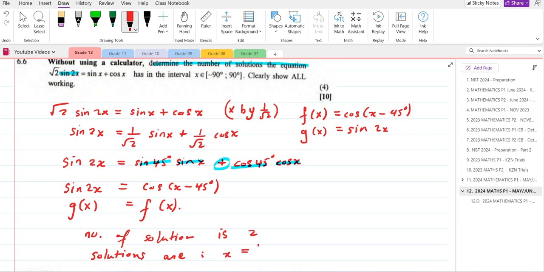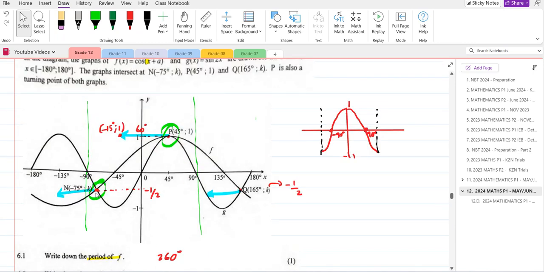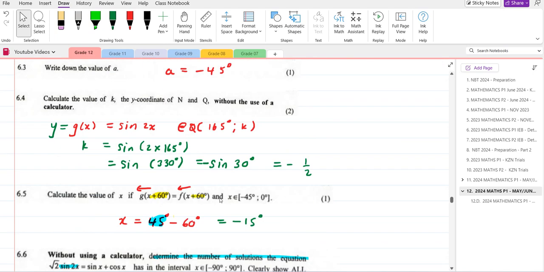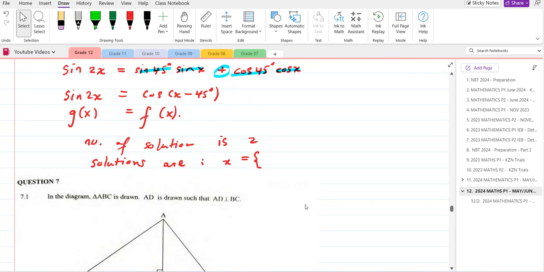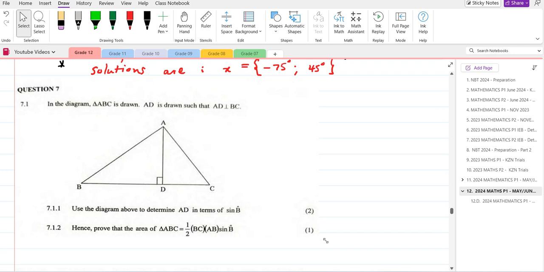x equals, minus 90 to 90, right? So at minus 75 and 45 degrees. Well, they didn't ask for this, they just asked for the number of solutions, right? So I'm just going to asterisk this. They didn't ask for this, they just asked for that. We're just writing extra. Remember, it's always good to write more than to write less. Right, now let's look at the next question.